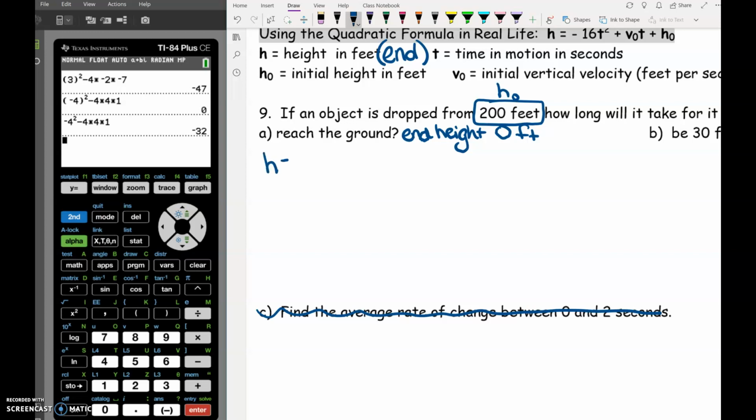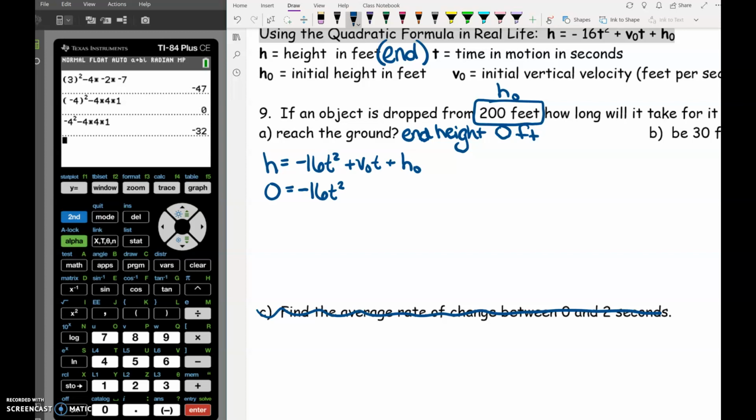Actually, I'll write h equals. If we write down the formula, then you can write the numbers directly underneath and you can see what numbers go into what letter. Our ending height is 0 feet. It's always negative 16t squared. That has to do with like gravity.